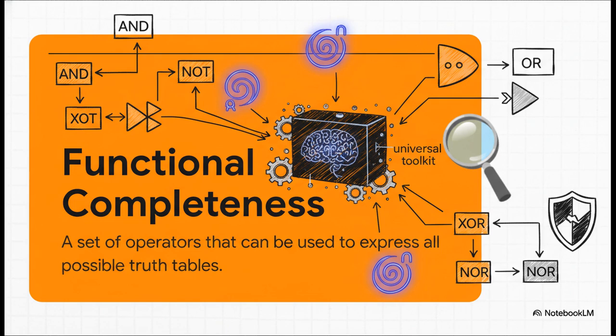Now, I know it sounds a bit academic, but all it really means is that your set of building blocks is universal. If your set of gates is functionally complete, you can wire them together in all sorts of clever ways to create any other logic gate you could possibly need. It means you've got it. You have the universal toolkit.